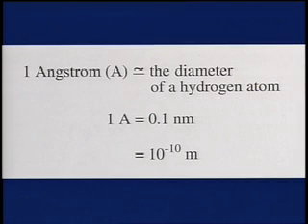Atoms are small. The size of a little atom, like hydrogen, is about 1 angstrom. That's a new unit, devised specifically because atoms are so small. An angstrom is 1/10 of a nanometer. So an angstrom is 10 to the minus 10 meters.